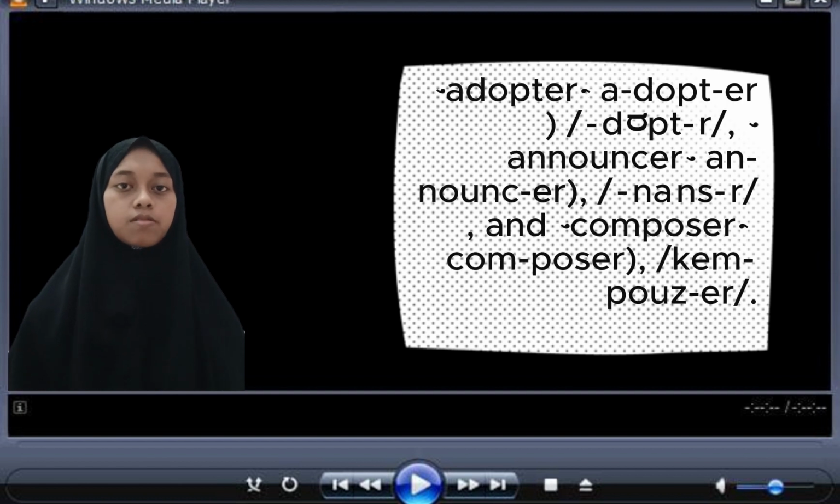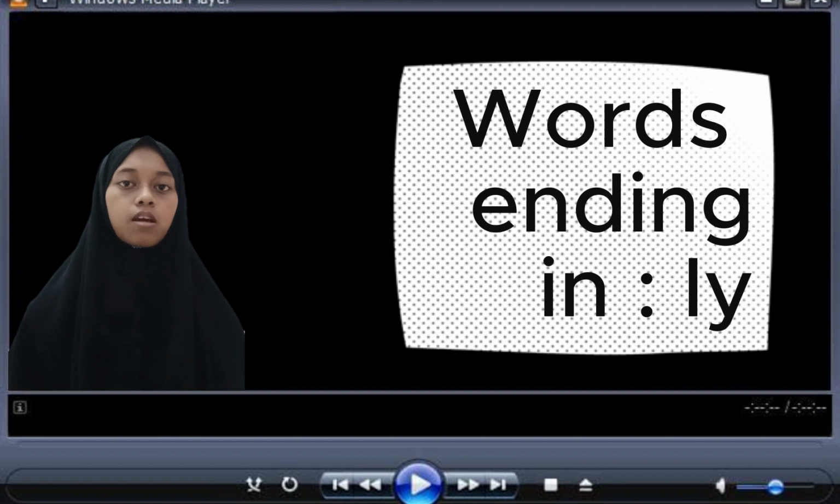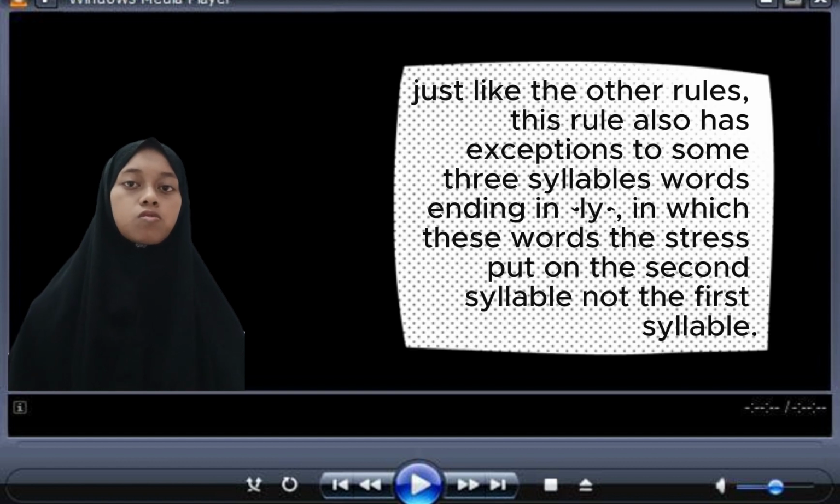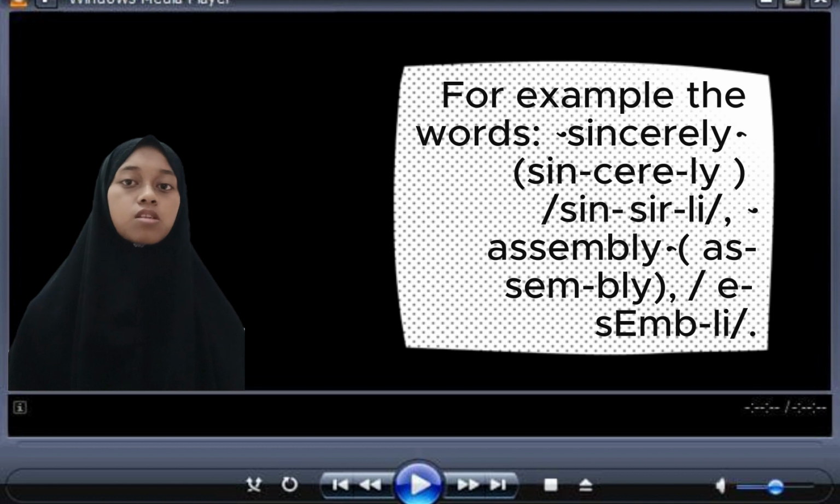A doctor, announcer, and the last is composer. And next, words ending in ly, like family. Just like the other rules, this rule also has exceptions for some three-syllable words ending in ly, in which the stress is put on the second syllable, not the first syllable. For example, the words sincerely, assembly.